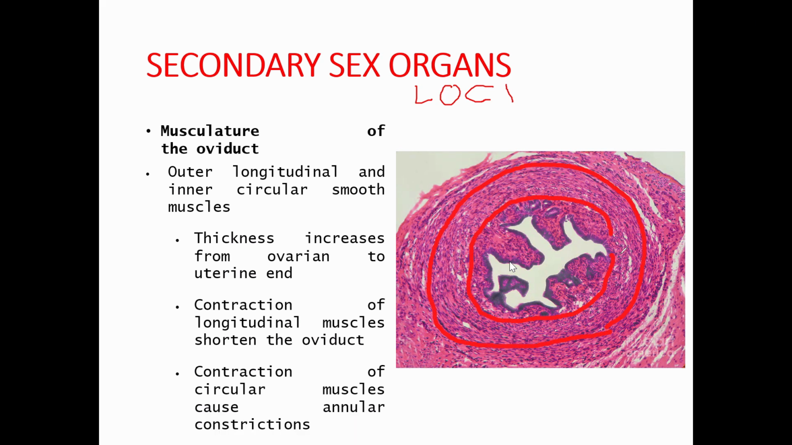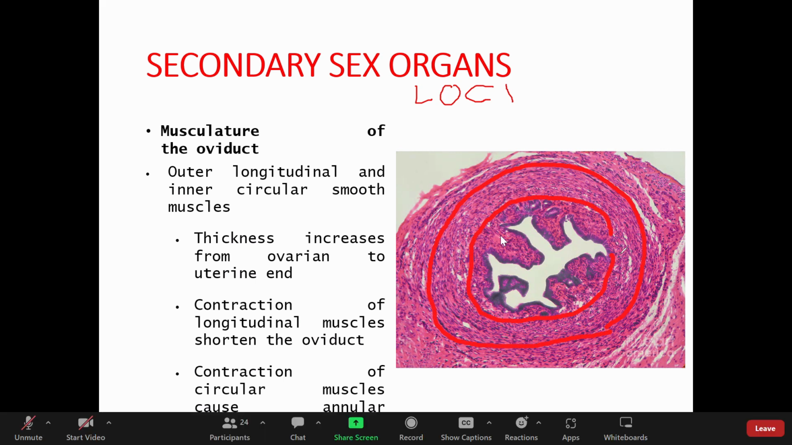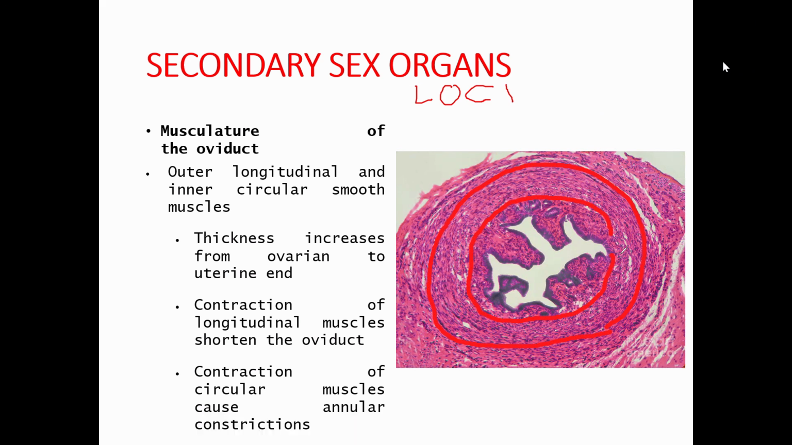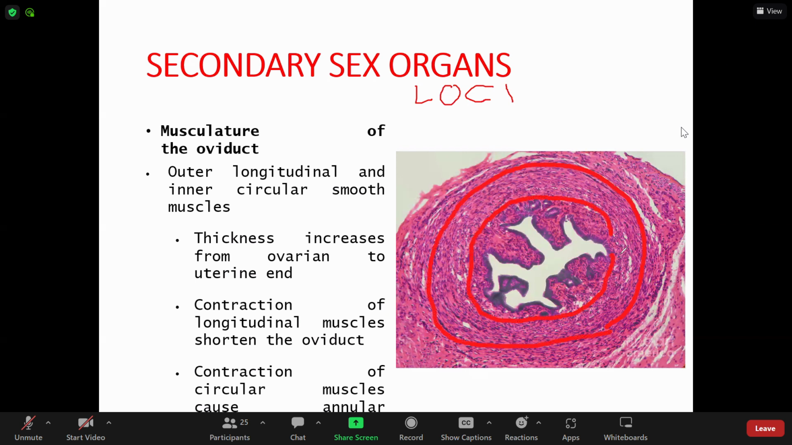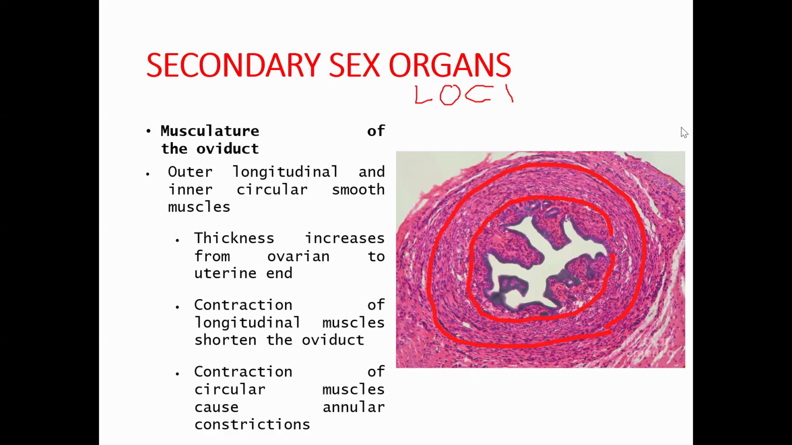Okay, so review for this slide. Longitudinal outer muscle, circular inner muscle. So pag nag-contract ang longitudinal, it shortens the tube, pero pag nag-contract ang circular muscles, there will be a constriction of the uterine tube. And in terms of thickness, habang papunta siya kay uterus, kumakapal yung muscle thickness. Pero habang papunta siya kay ovarian end or kay ovary, nagkakaroon ng muscle thinness. Okay?